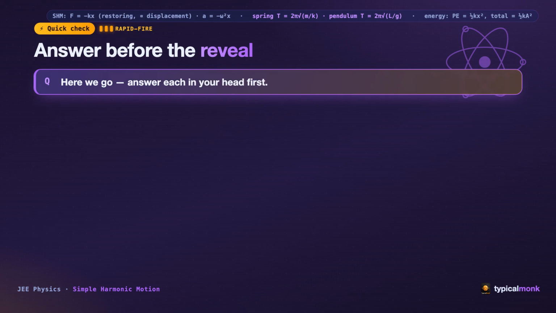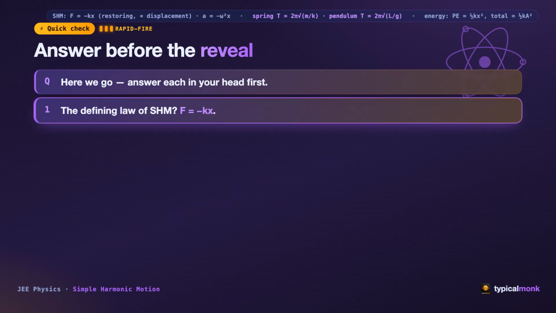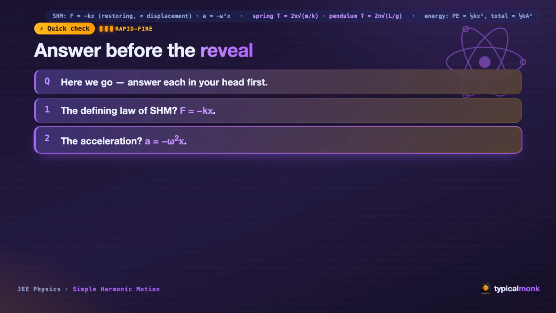Now test yourself. Answer in your head before the reveal. That is how JEE speed is built. Here we go. Question 1. The defining law of simple harmonic motion. F equals minus kx. Question 2. The acceleration. a equals minus omega squared x.